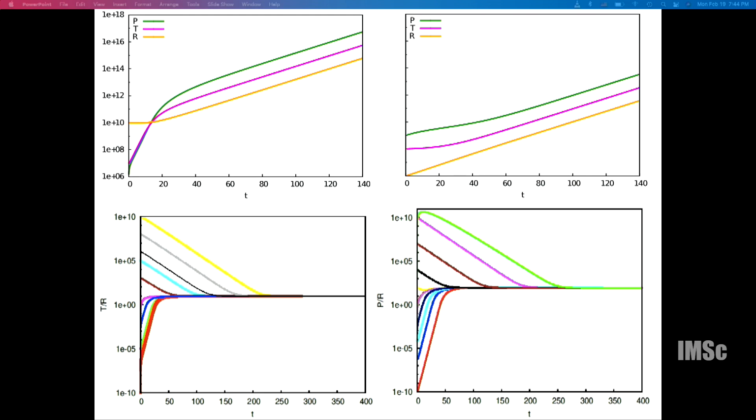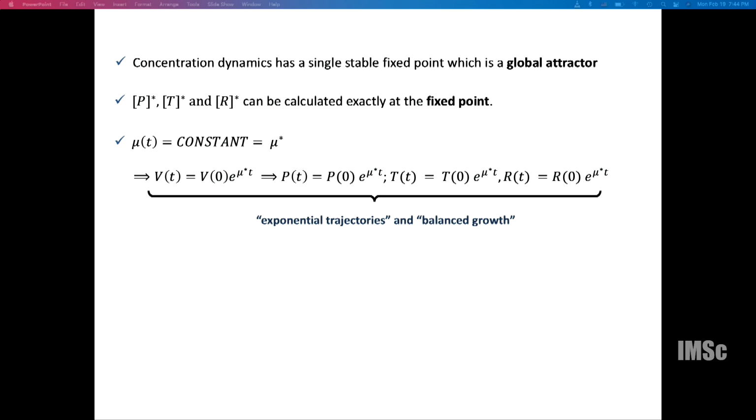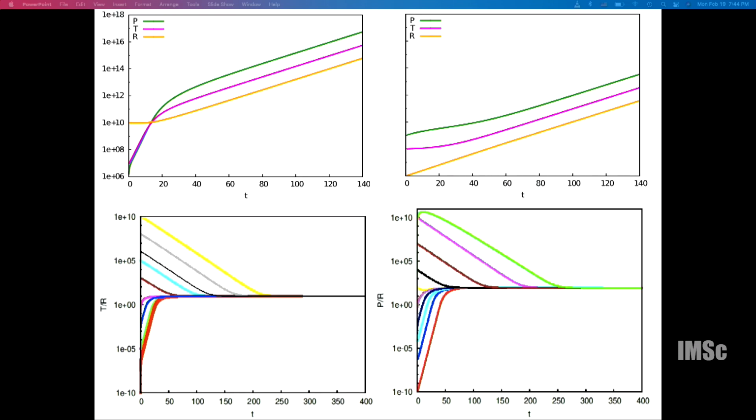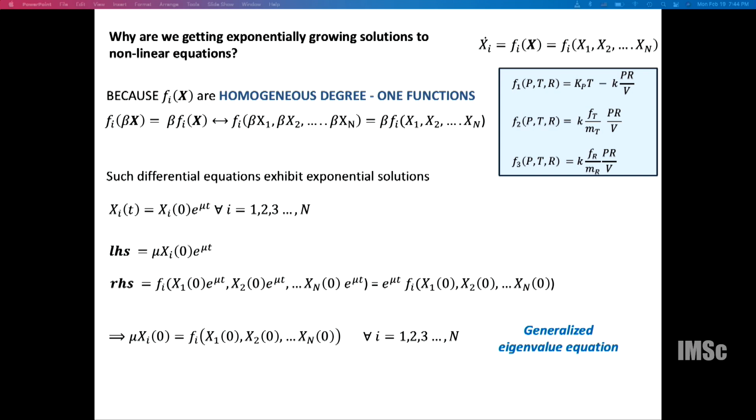And of course, if you look at their ratios, you could start with any difference, even 15 orders of magnitude, but they will all converge to fixed ratios after a certain time. So balanced growth is a consequence in this model. And what I will do in the last few minutes is to explain to you how this has happened. What is the underlying reason why a nonlinear dynamical system is showing us such a simple behavior?